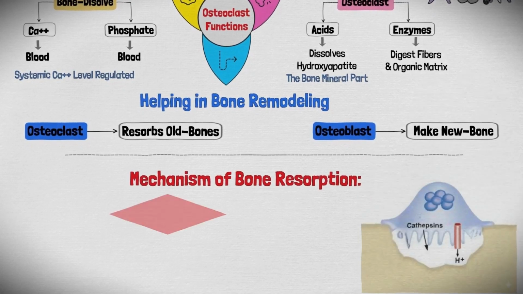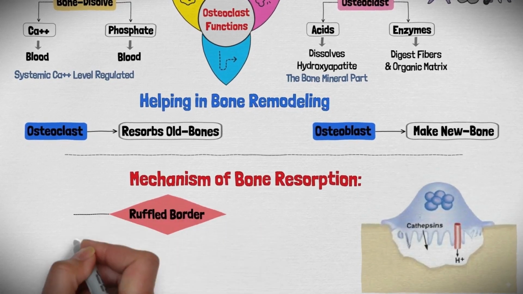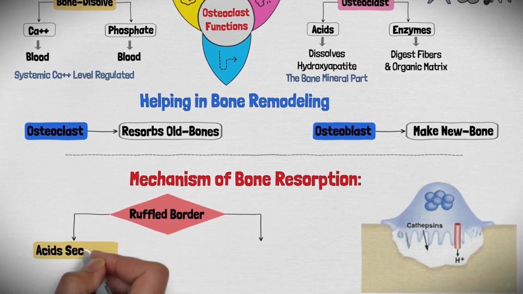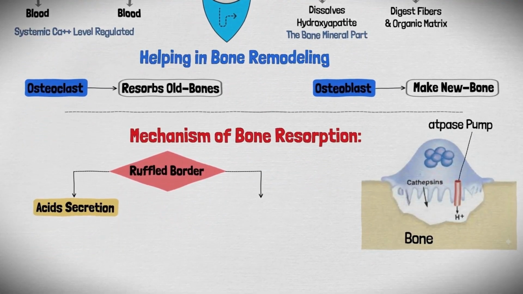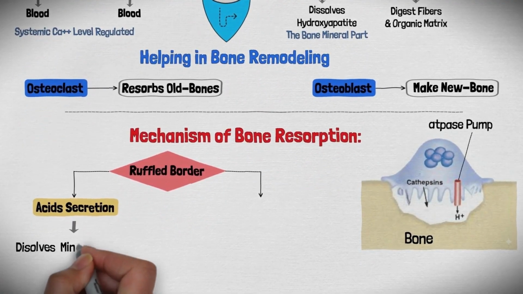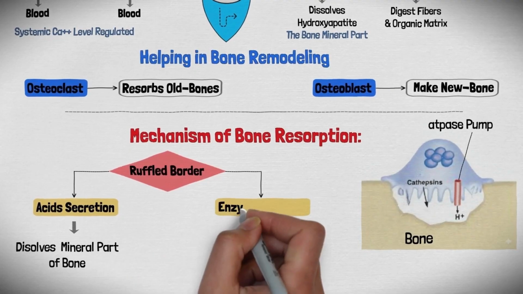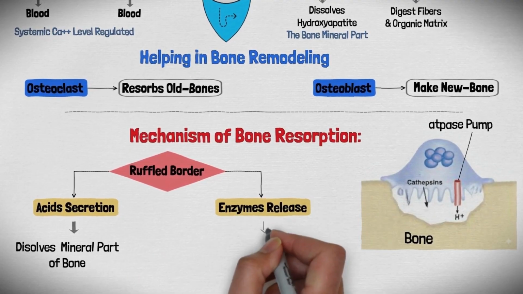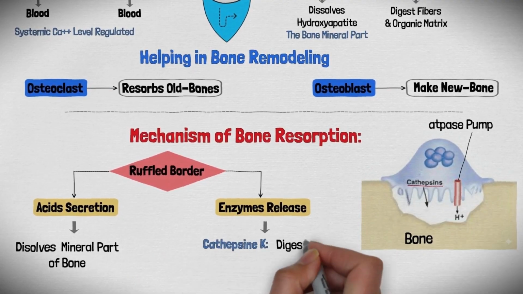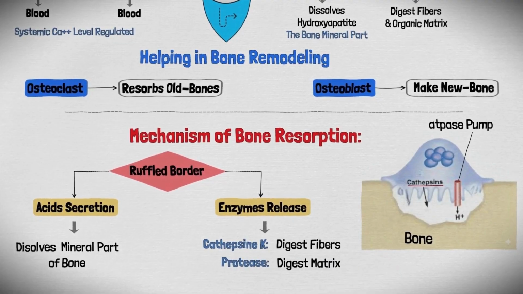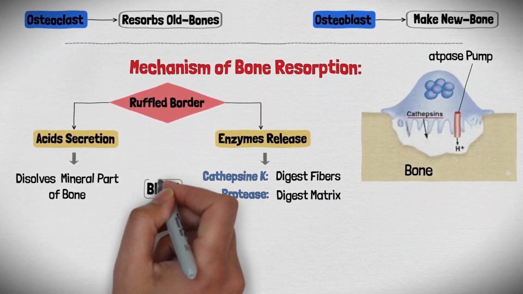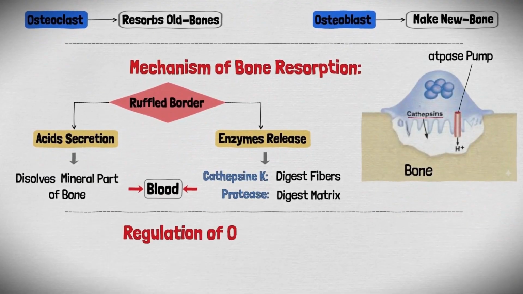How they dissolve bone. Osteoclasts perform these two functions for bone resorption through their ruffled border. Acid secretion. Hydrogen ions are released onto the bone surface by the ATPase pump, and these acids dissolve the mineral surface of the bone. Enzymes release. After the minerals are dissolved, cathepsin K enzymes break down the fibers, and protease enzymes digest the matrix. All these breakdown products are then sent into the blood.